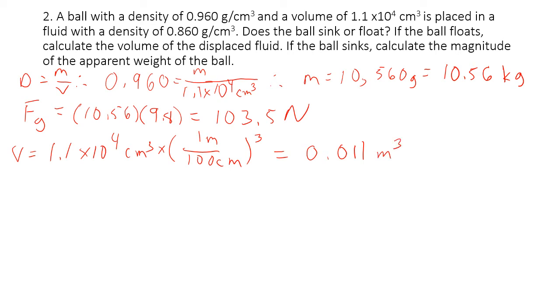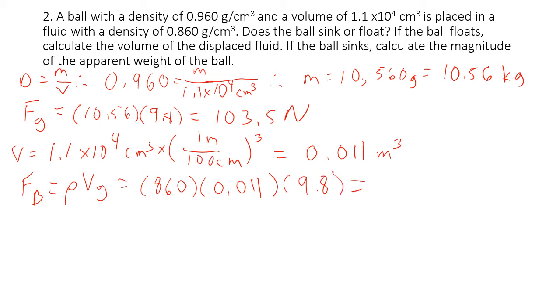And our second to last step here is to find the buoyant force. So the buoyant force on this ball when it's below the surface of the water is equal to rho V g. The density of the fluid, we have to convert that to kilograms per meters cubed, which is just multiplying by 1,000, so it's going to be 860 for the density. The volume we just found is 0.011, and gravity is still 9.8. So our buoyant force here is equal to 92.7 newtons.